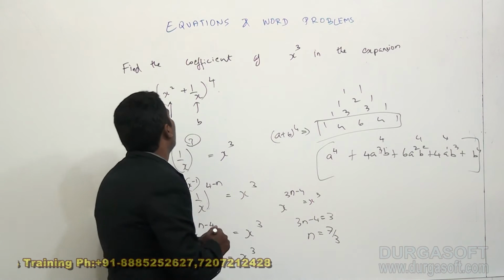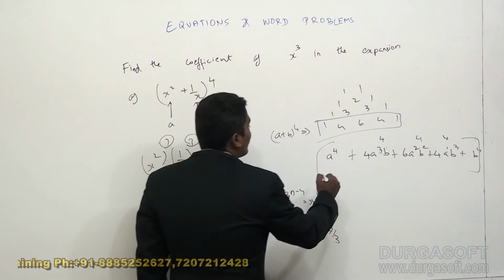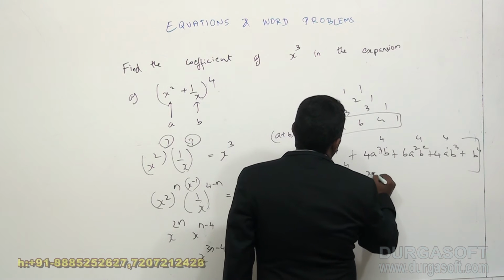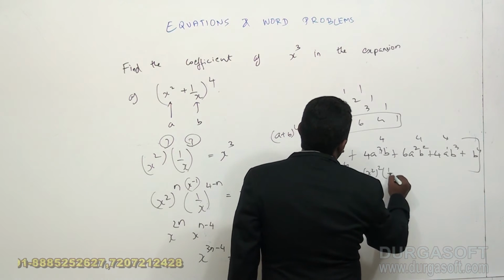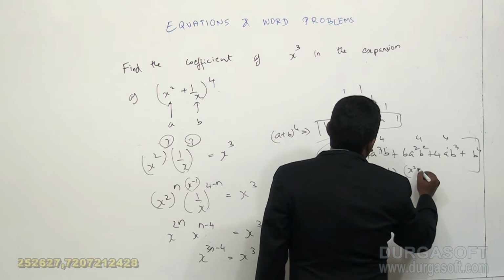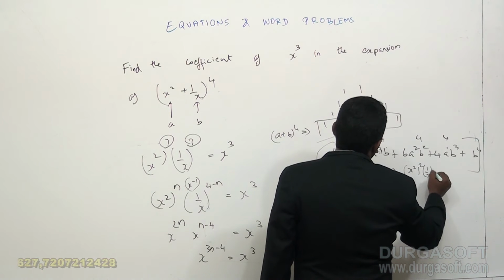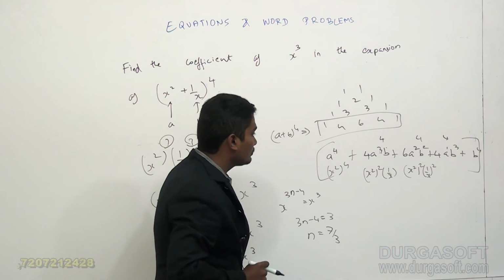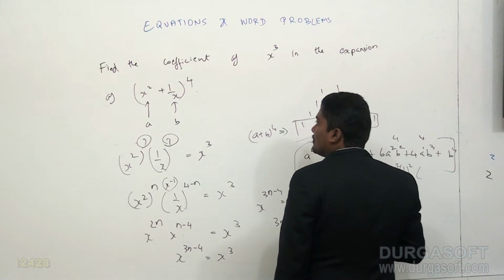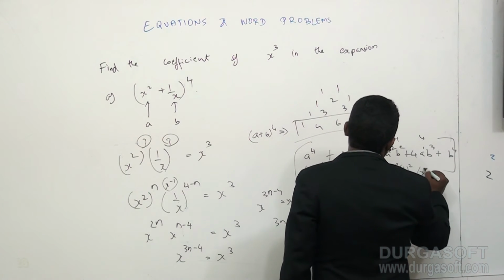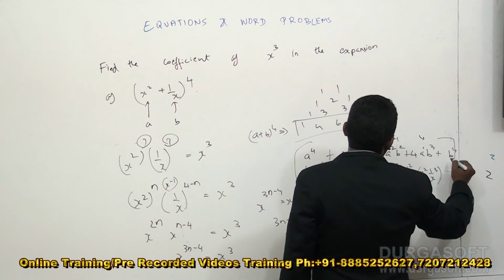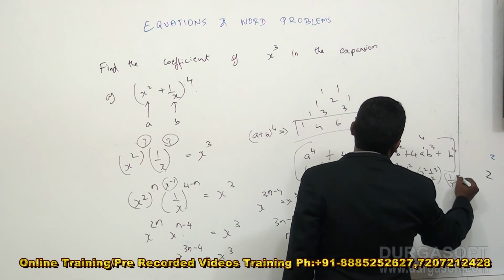We can have a check. So a power 4, which means x square to the power 4. A cube b, x square the whole cube, 1 by x. A square b square, so x square the whole square into 1 by x the whole square. Again, a power 1 b cube, which is x square, 1 by x whole cube. Again, b power 4 is 1 by x the whole power 4.